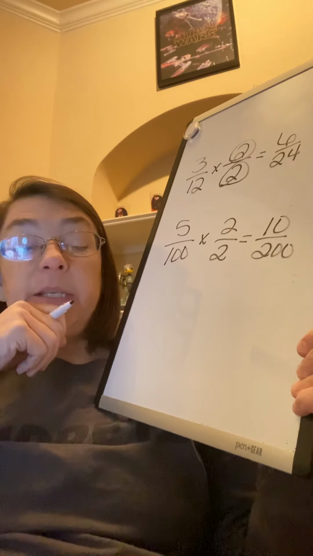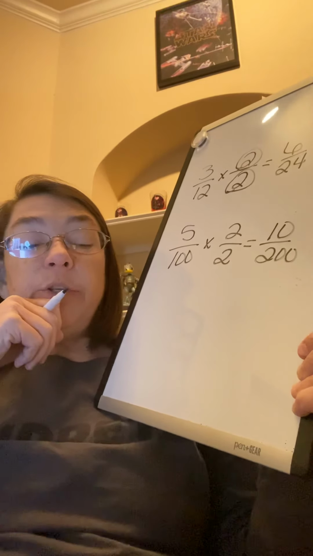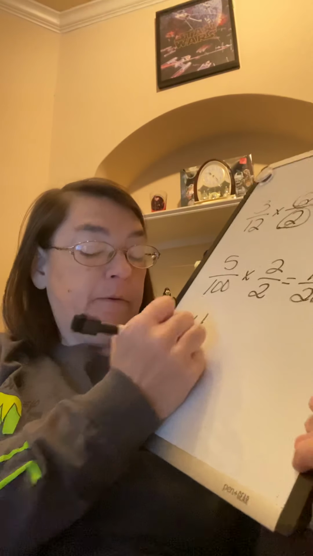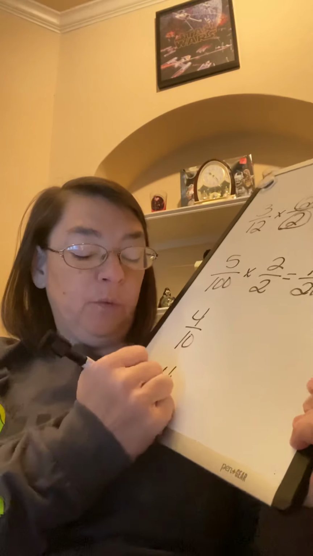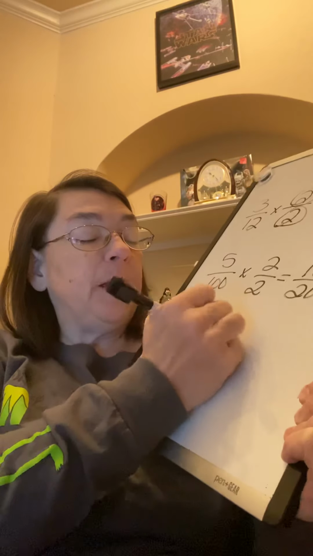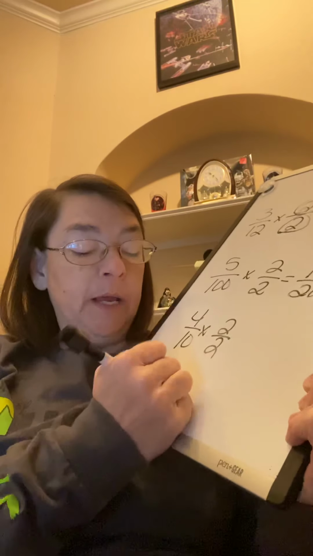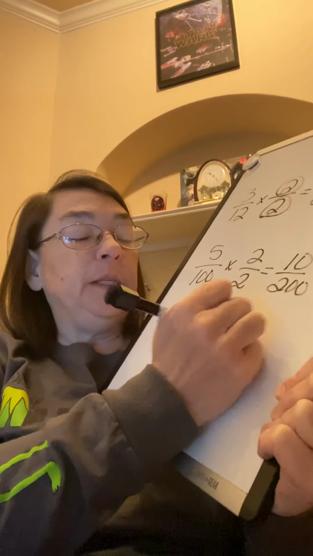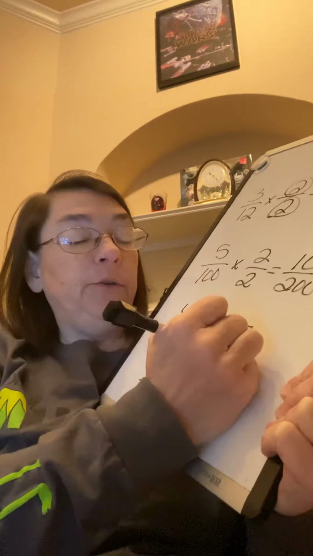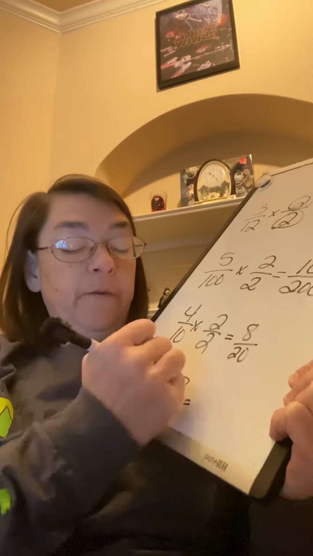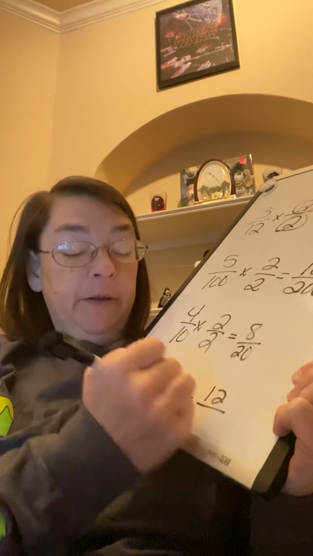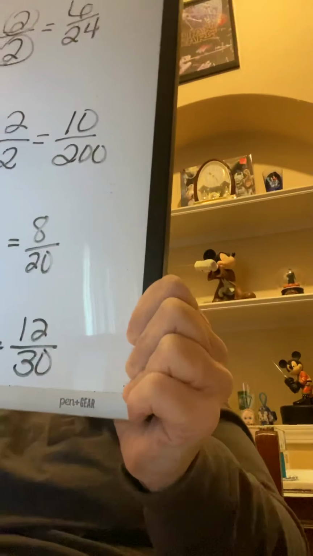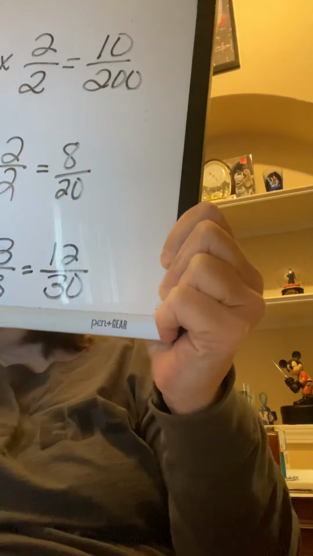Then in the bottom section, I'm going to do number 16. So I had 4 over 10. I'm going to write it twice because I told you to multiply it by 2 and to multiply it by 3. So 4 times 2 is 8. 2 times 10 is 20. 4 times 3 is 12. 10 times 3 is 30. So that's what you should have gotten when you multiplied it by 2 and by 3.